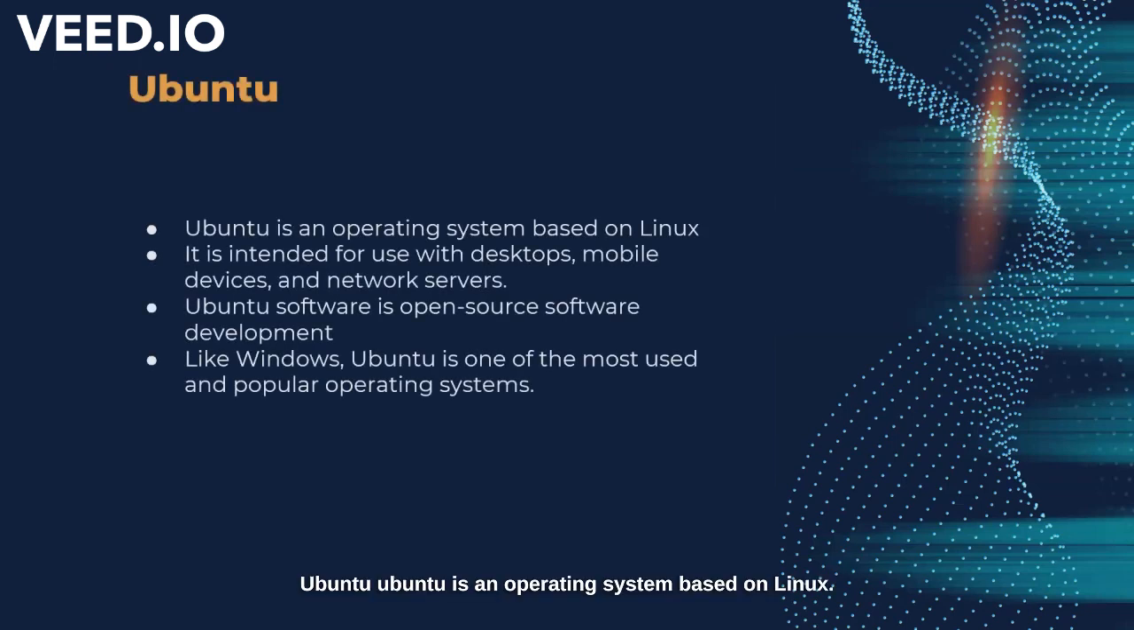Ubuntu. Ubuntu is an operating system based on Linux. It is intended for use with desktops, mobile devices, and network servers. Ubuntu software is an open source software development. Like Windows, Ubuntu is one of the most used and popular operating systems.